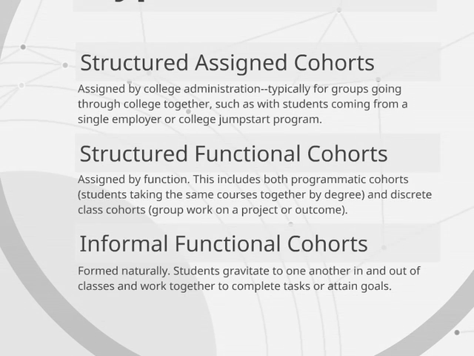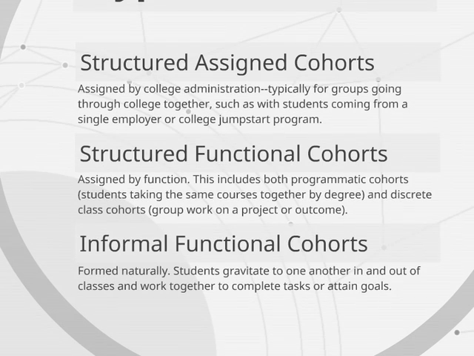Structured functional cohorts are cohorts that occur based on the function. And so that's probably the one that you are most familiar with. That is when you would create a cohort of, let's say, grades 6 through 12 teachers in your education program, where you have in one cohort a 6th grade teacher, a 7th grade teacher, an 8th grade teacher, so they can all speak to each other's different models.